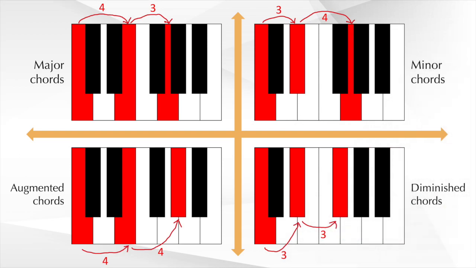To recap, we can find the notes of any major, minor, augmented, or diminished chords starting from any of the 12 possible notes, if we find the second and third notes of the chords based on the number of semitones from the previous note. For major chords, from the starting note, we move up by 4 semitones, then by 3 semitones. For minor chords, we move up 3 semitones, then 4. For augmented chords, we move up 4 semitones, then another 4 semitones. And for diminished chords, we move up 3 semitones, followed by another 3 semitones.